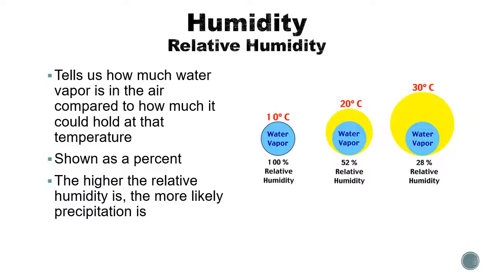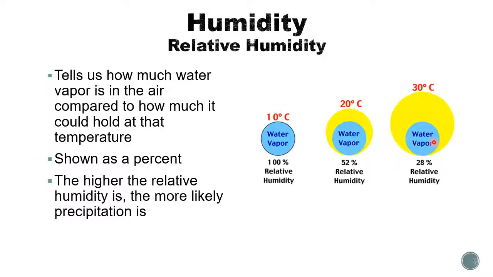So when we look at our relative humidity, remember this is what we're going to measure using our psychrometer. This is going to tell us how much water vapor is in the air compared to how much it could hold at that temperature. It's shown as a percentage, and the higher the relative humidity is, the more likely precipitation is. So if we look at these little bubbles over here, at 30 degrees Celsius, we have 28% relative humidity. This is how much water vapor.